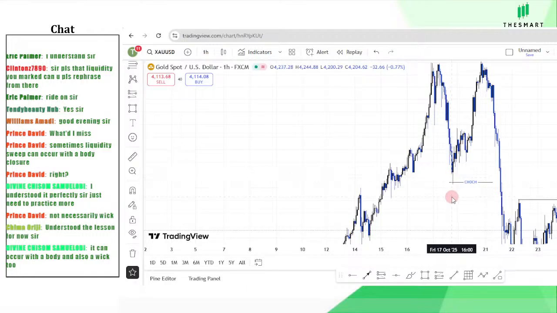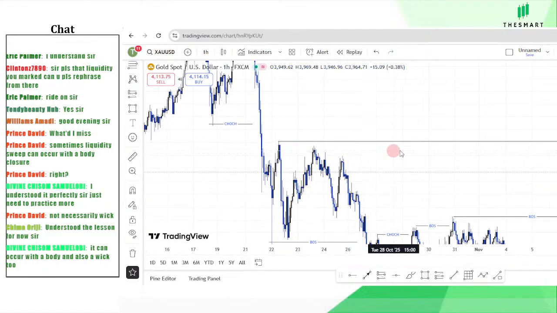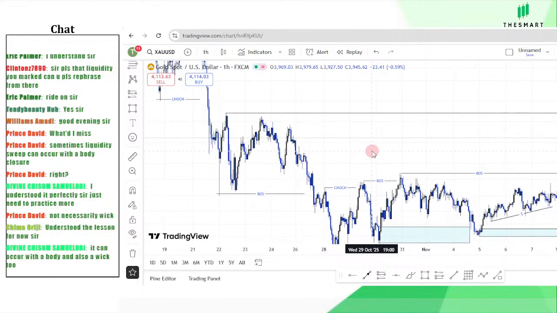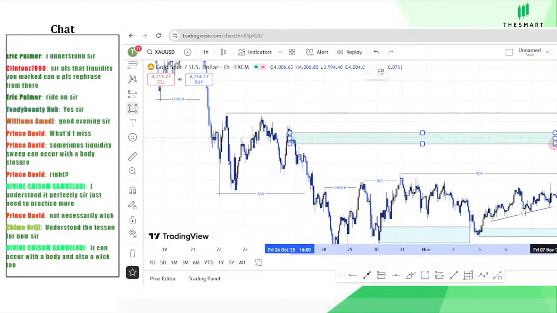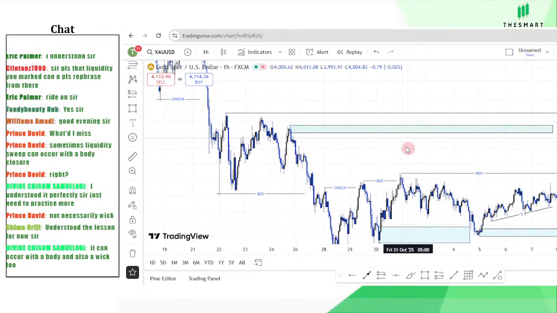But the main aim of this particular class or topic is knowing which zones not to consider as a valid order block, valid supply or valid demand. Let me just put it that way. Just like what I explained, if you want to mark the supply, this is your supply here, right? But what am I expecting? I want to see the market sweep the supply out. That's what I want to see.